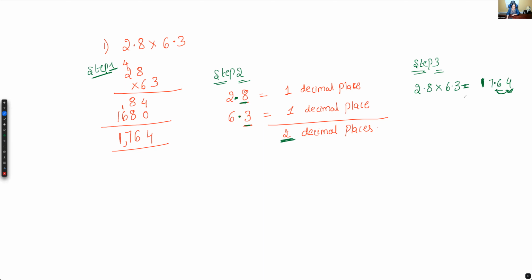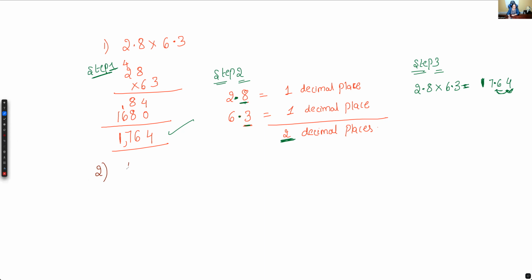So in step 3, we got 28 times 63 as 1764. Because we have two decimal places, you are moving two steps to the left and keeping the decimal point. In the final answer, we are jumping two jumps to the left and keeping the decimal point. I have seen kids have trouble when they have a number like 0.01, something like that. So let me take one example of that and explain it to you.